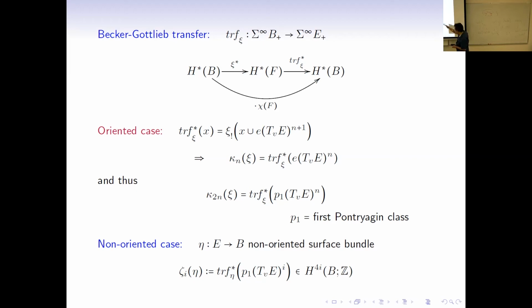So this is what we use to define the analogous classes in the non-orientable setting, right? In the non-oriented case, you start with a bundle of non-orientable surfaces. Think of the Becker-Gottlieb transfer, and take the i-th power of the first Pontryagin class of the vertical bundle, and get a class in dimension 4i on the base, right?